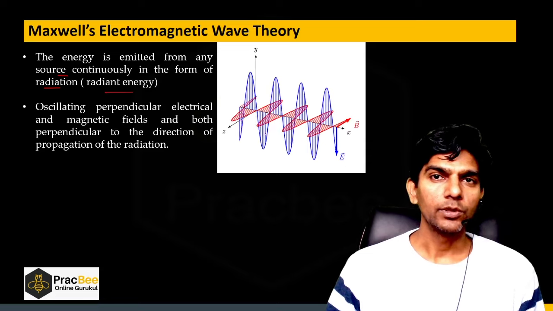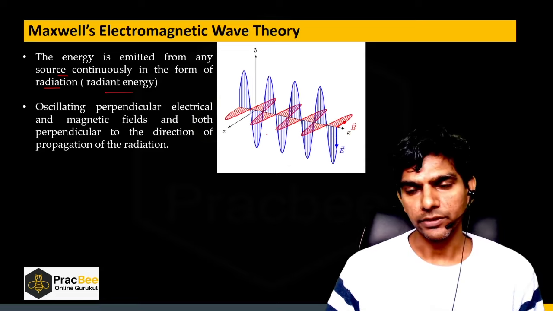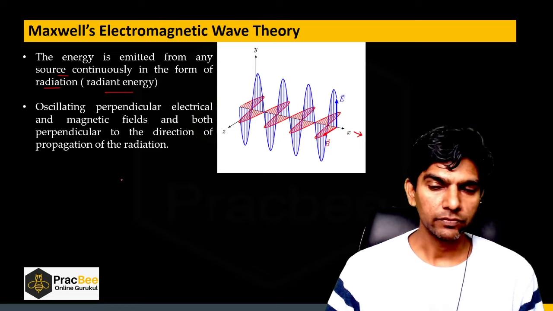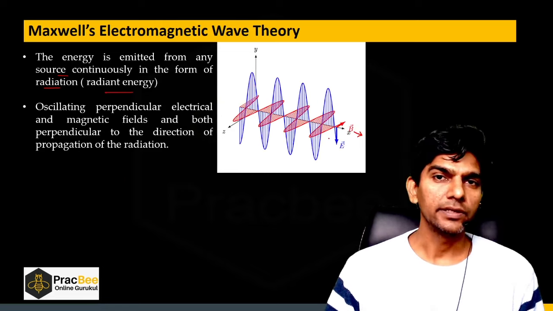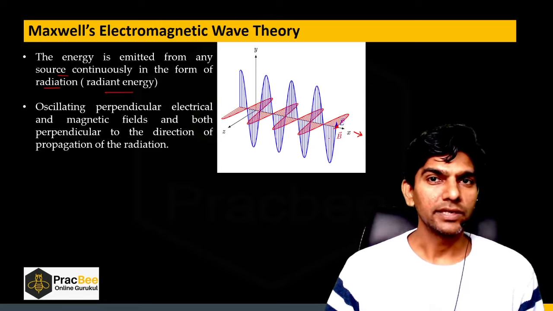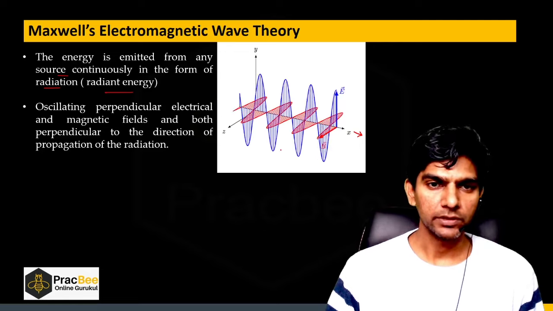This is the example of a plane polarized electromagnetic radiation. Can you see, the x-axis is the direction of propagation of the electromagnetic wave, and the electric field and magnetic field are oscillating in perpendicular planes, and they are always in phase, right? So you have to remember this.